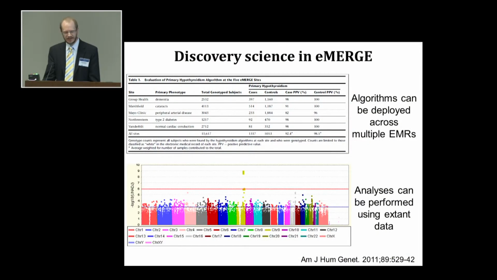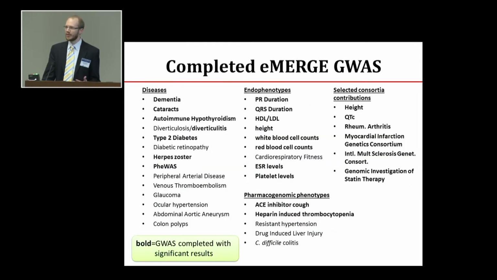You can see the positive predictive values were good across the network, and then we took those samples and did in silico GWAS based on the existing data, and we found a new signal associated with hypothyroidism. And that became the model for eMERGE 2. So all the investigations that happened in the second round of eMERGE, which is nearing completion now, used existing data.